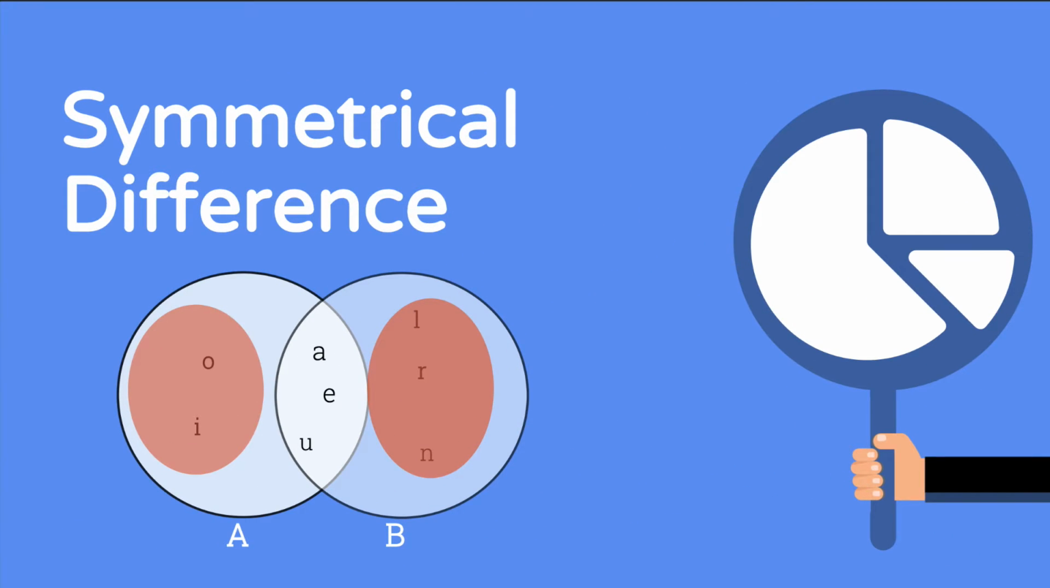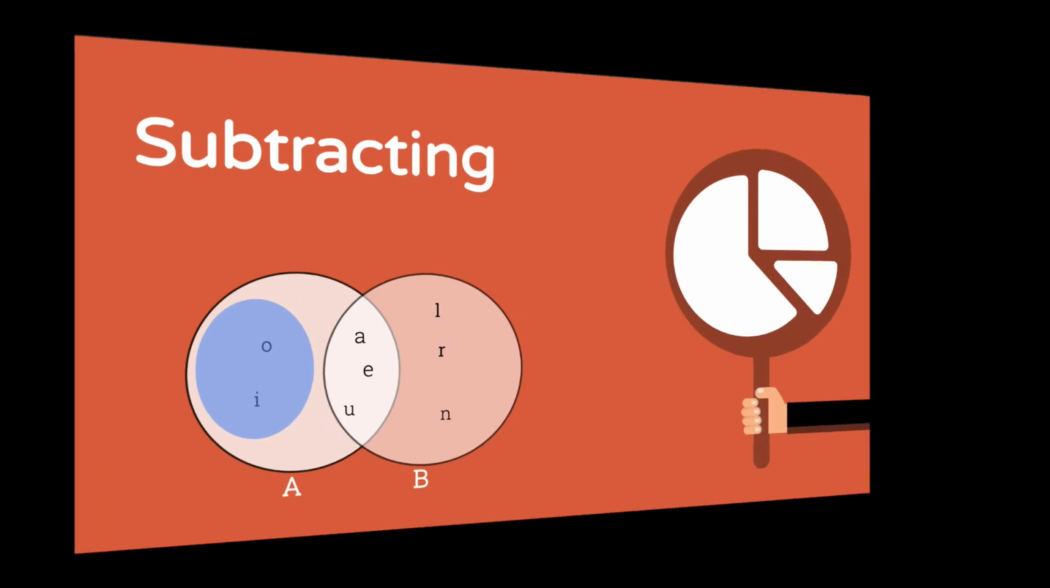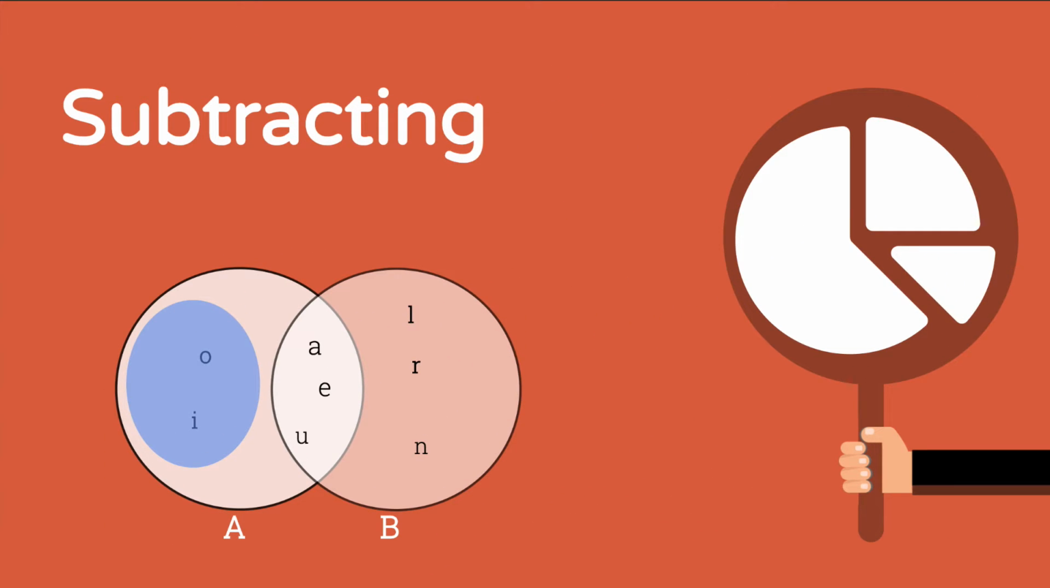Symmetric difference, on the other hand, gives values in each set but not in both. Hence, the symmetric difference between A and B will be O, I, L, R, N. Subtracting B from A will give values in A which are not in B, that is O, I. Now we will perform all these operations in Swift.